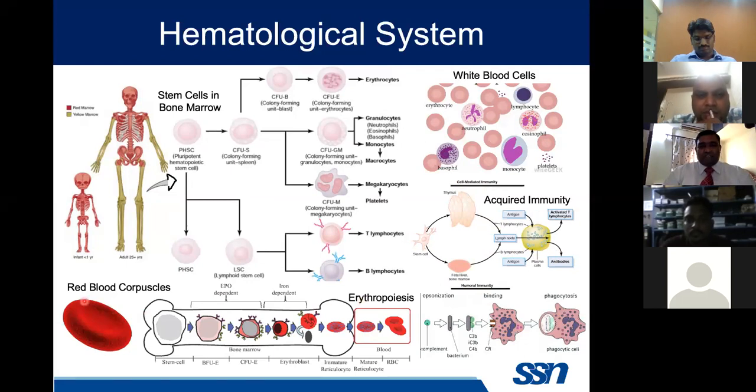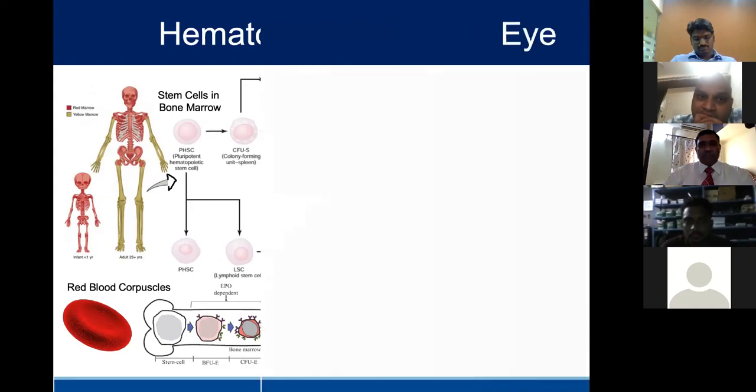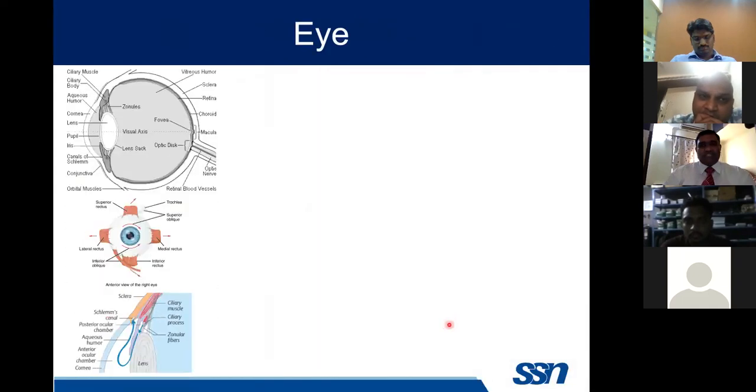The RBCs are formed by a process called erythropoiesis. They need erythropoietin, one hormone, for their formation. And this is the process I have shown here. A bacterium has come and a complement gets stuck to it, and this process is called opsonization. This is how an immune system works. Then coming to spatial senses, so we have the eye here in our description.